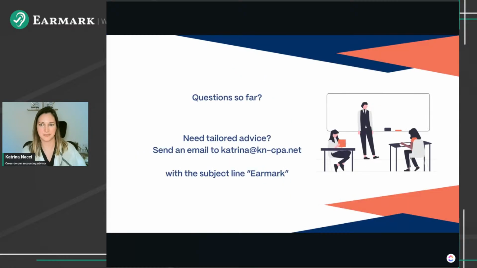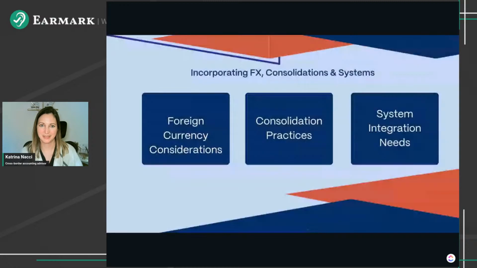So I'm curious if anybody has questions so far on why or when you might need to go through the GAAP conversion. Again, always happy for emails if you'd like to send those over instead, but I'll just pause for a second here. Okay, no questions so far.